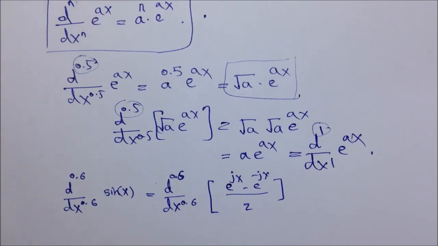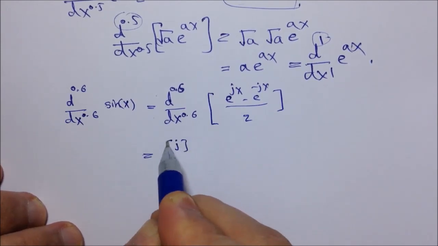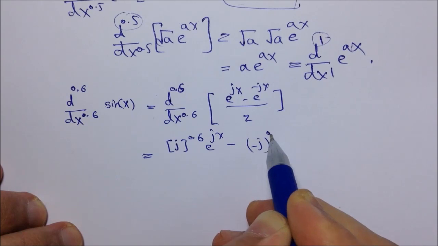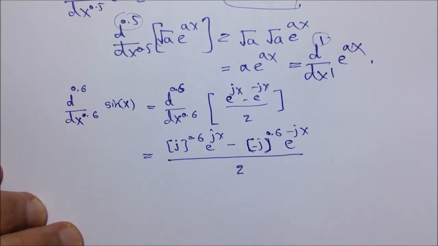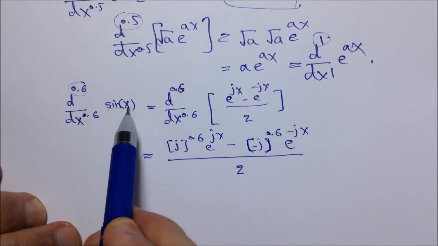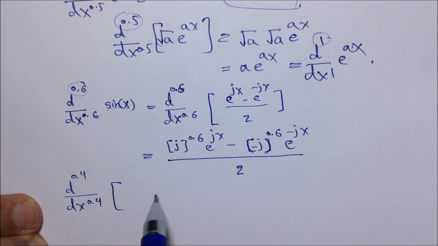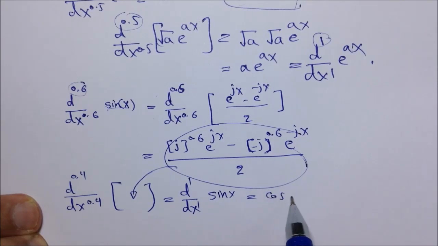So the result now can be obviously written as j raised to a power of 0.6 e to the jx minus j raised to a power of 0.6 e to the minus jx, divided by 2. So this is the 0.6 order derivative of sine x. Now I bet if you took the 0.4 derivative of this, then you're going to get the first derivative of sine x, which is cosine x. You can check that.